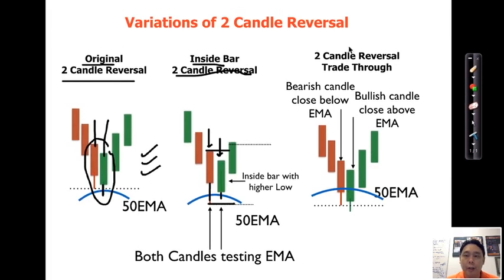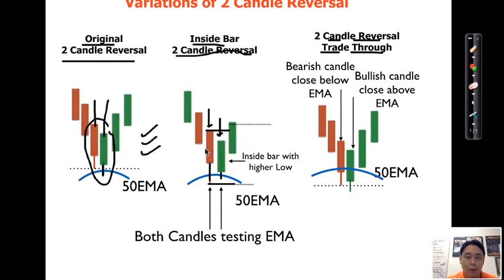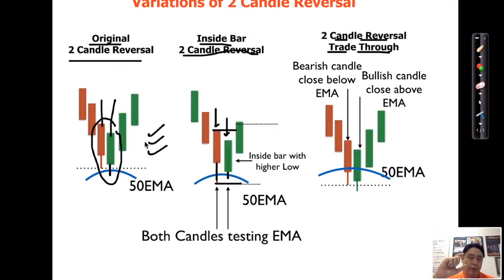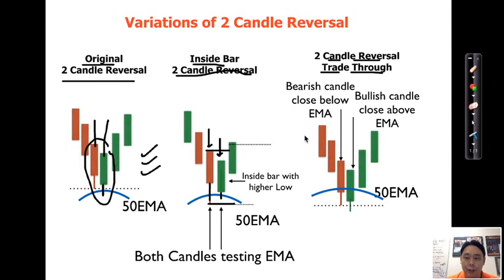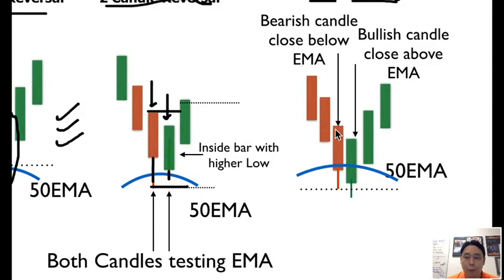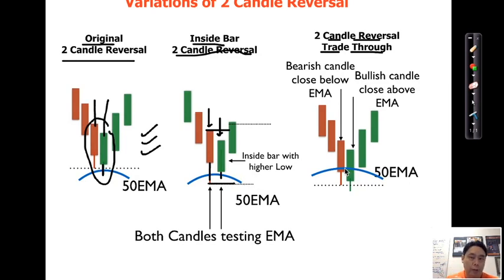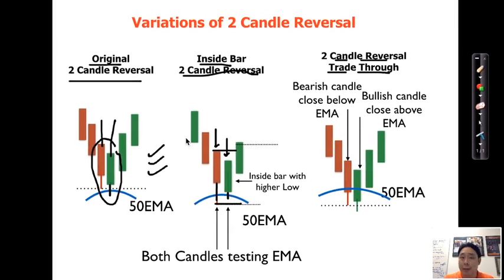Now, the third variation is the two-candle reversal trade-through pattern. Now notice that for the first two patterns, the body of the candle is above the moving average. Only the lower shadow cuts the moving average, right? For this particular variation, notice that the body of the candle is cutting through the moving average. That is why we call it a trade-through pattern. Now, for this particular pattern, the color is very important. It must be a bearish candle followed by a bullish candle. Whereas in the first two patterns, the color did not matter, as I mentioned earlier.